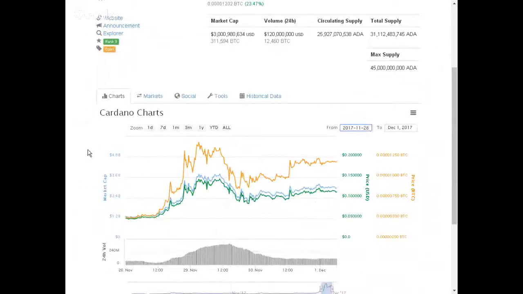It looks like the Bitcoin value. If you look at the orange line, which is the Bitcoin value, versus the green line, which is U.S. dollar value, it looks like Bitcoin value is going up. So this is probably another one worth watching. If you could time the market right, you'll get more Bitcoins out of it. That's for sure.